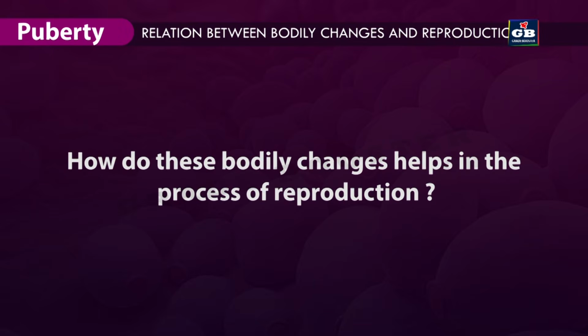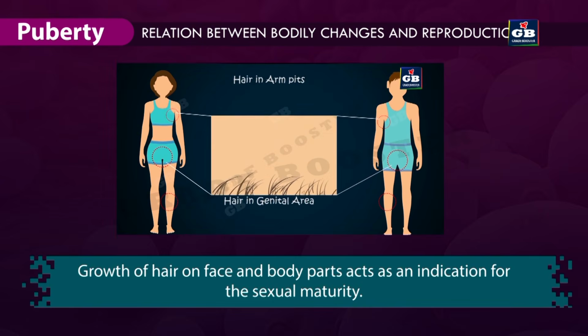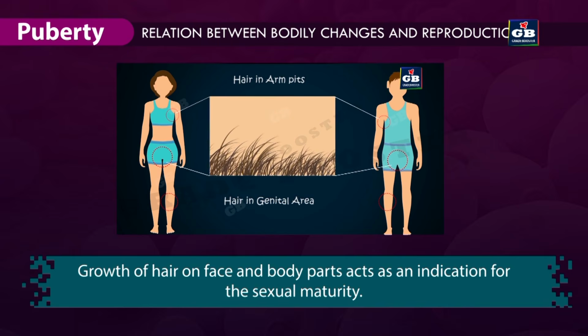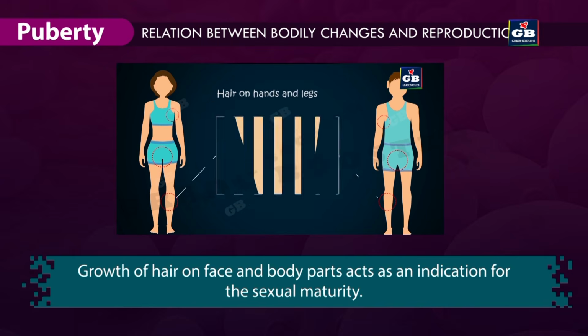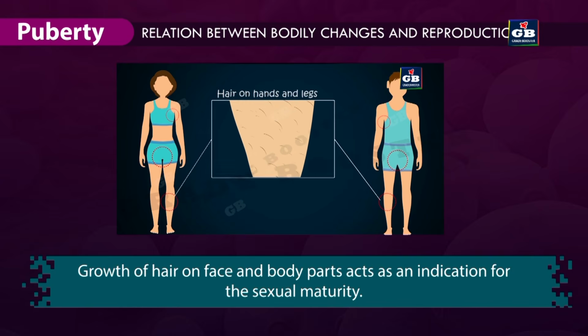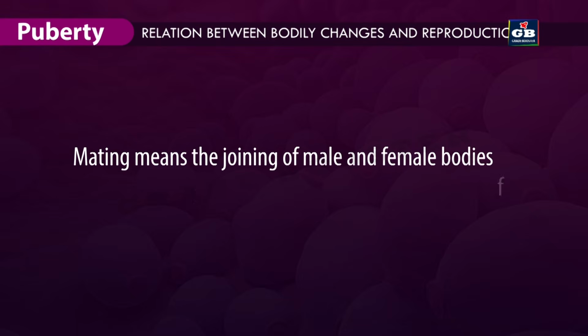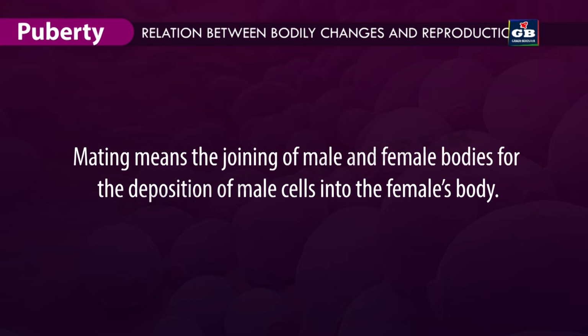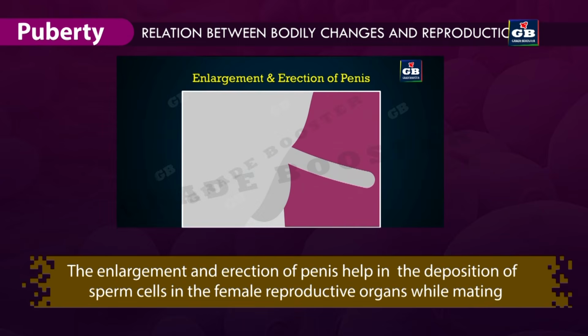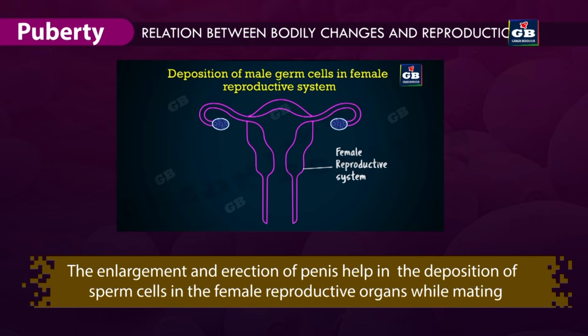How do these bodily changes help in the process of reproduction? Growth of hair on the face and body acts as an indication of sexual maturity. It means a sexually mature animal identifies another sexually mature animal for mating with the help of these indications. Mating means the joining of male and female bodies for the deposition of male cells into the female's body. The enlargement and erection of the penis helps in the deposition of sperm cells in the female reproductive organs while mating.